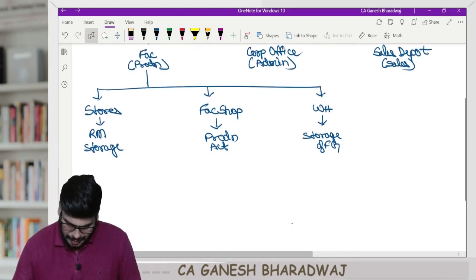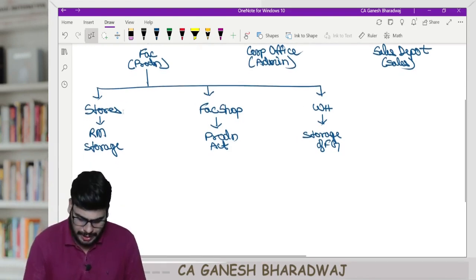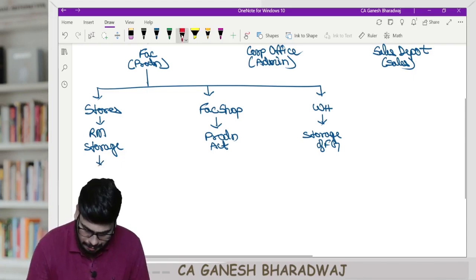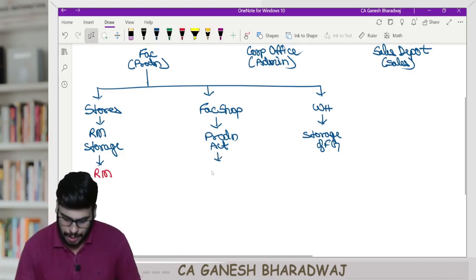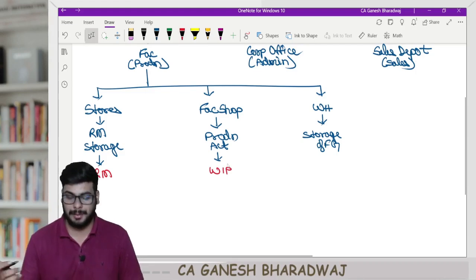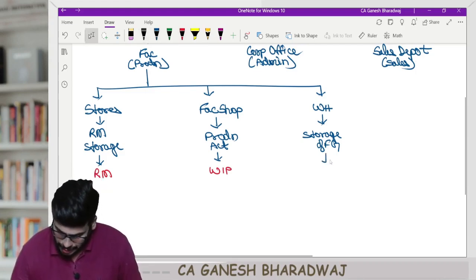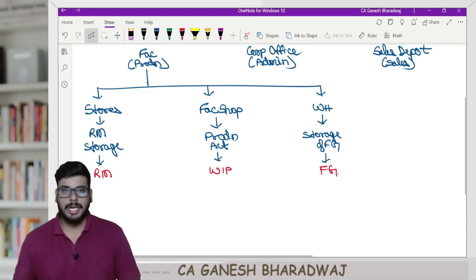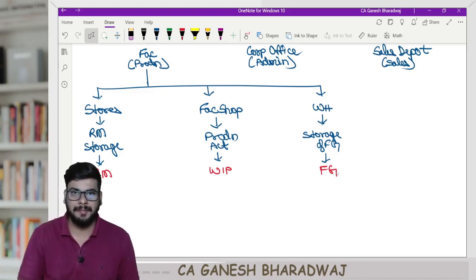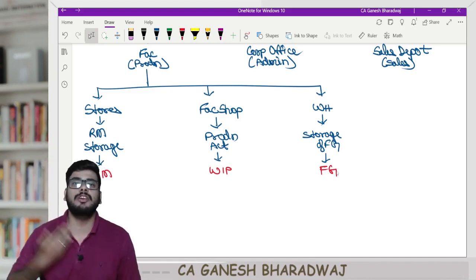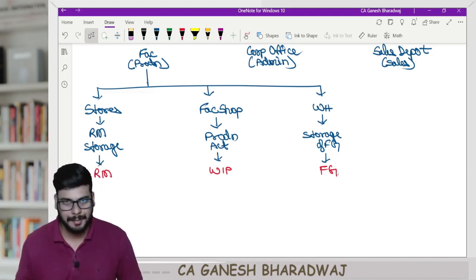Basically, in other words, this stores area predominantly deals in raw material. This factory shop area predominantly deals in conversion of raw material into FG, that is your WIP, work in progress. And this warehouse area deals in what? Finished goods. Are you clear with this, guys? Now, if you notice, this cost sheet is nothing but a statement prepared to calculate your overall cost incurred. Are you clear with this?